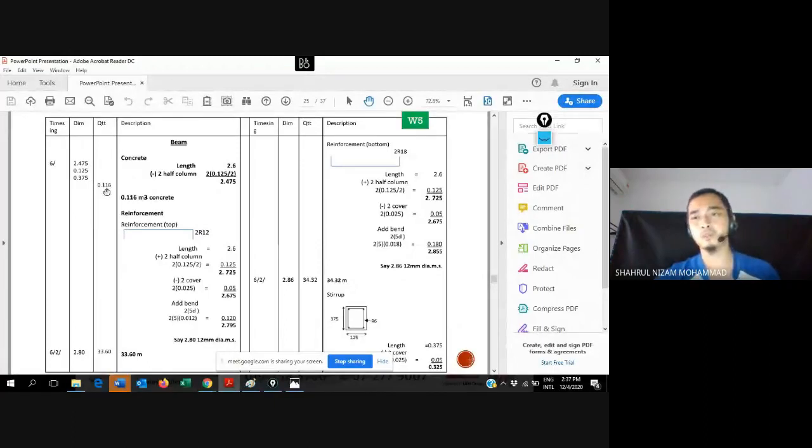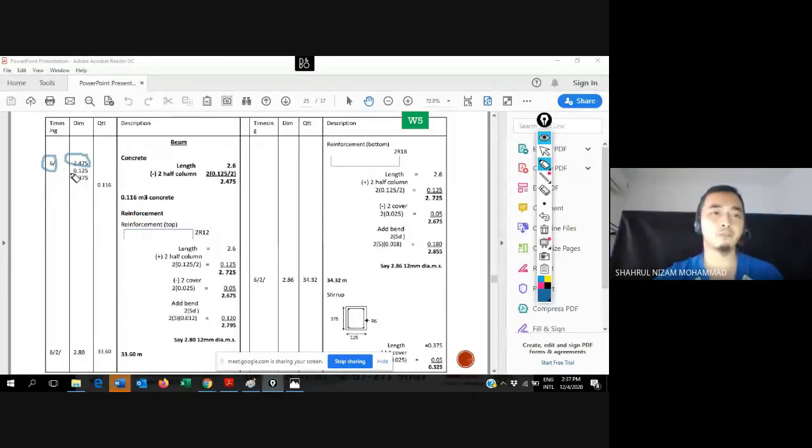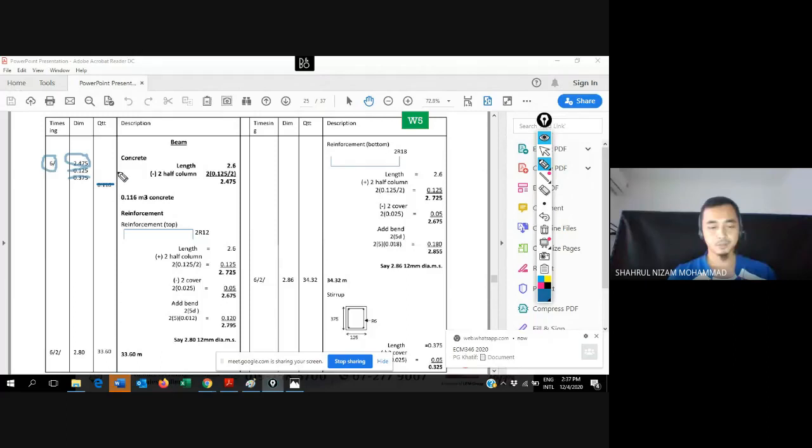So how to get the quantity? Basically, you need to multiply 6 with 2.475, multiply with 0.125, and multiply with 0.375. So here, the value is wrong. It's not 0.166. The value is 0.7. Okay. So here also you please correct the slide. It will be 0.7 meter cube of concrete.